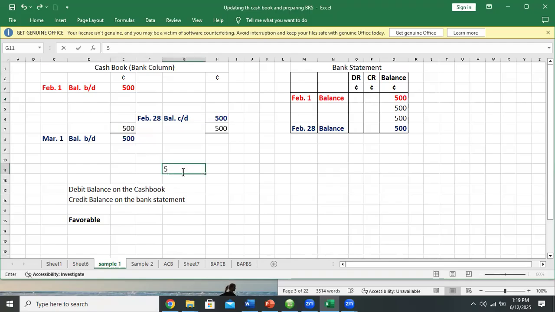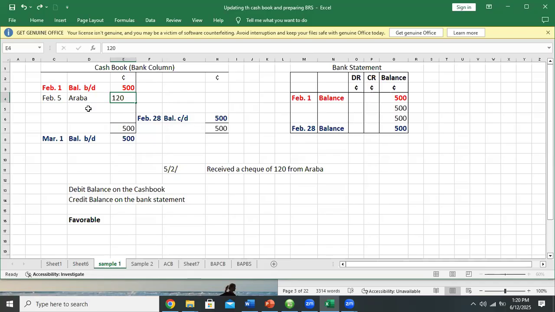Now let's assume that on 5th February, we received a check of 120 cedis from Araba. So Professor, if we are recording this in our cash book, this is what is going to happen. We are receiving a check from Araba. So we debit our cash book February 5th, and we put the name Araba and put the amount there, 120, right?